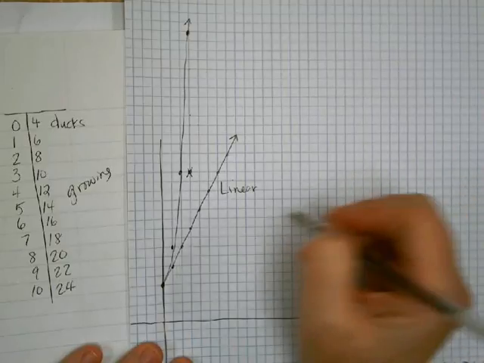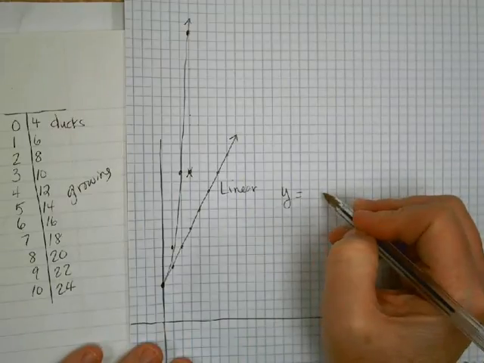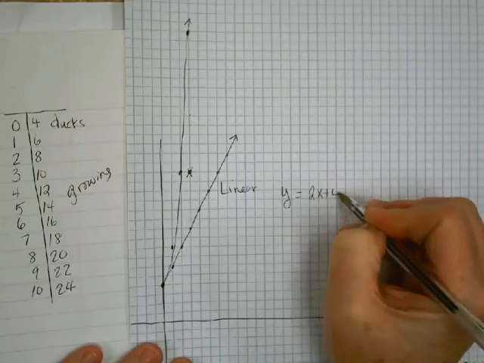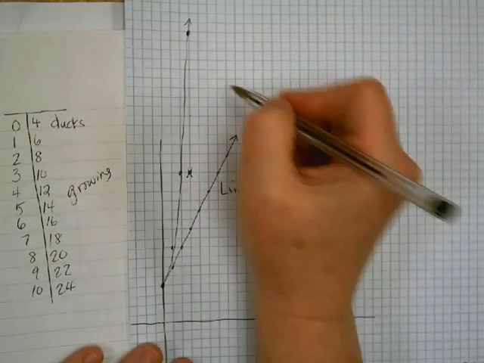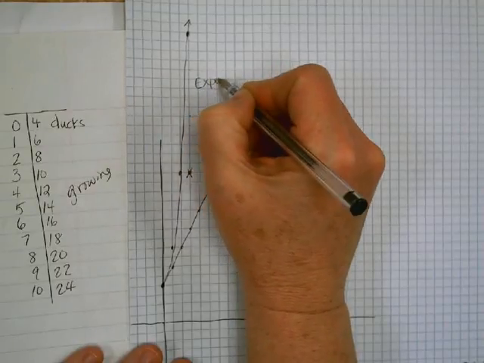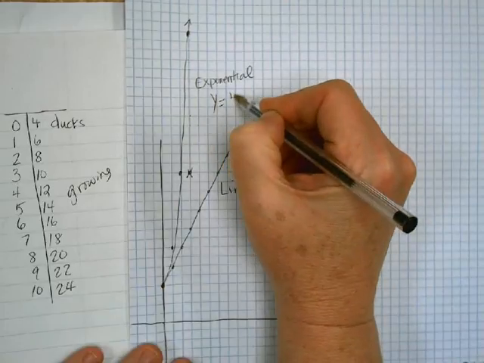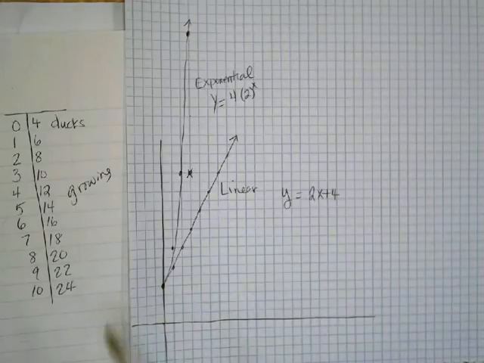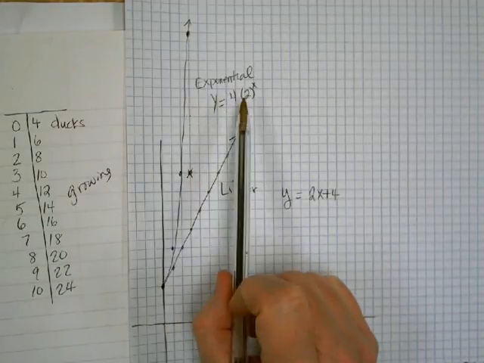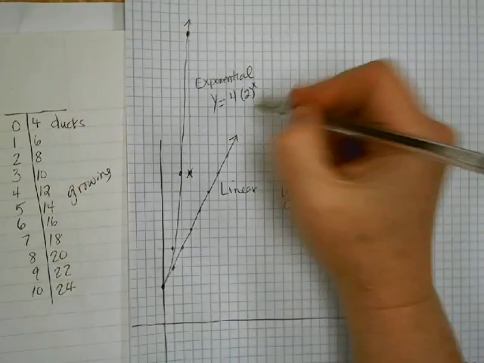Can anybody give me the equation of that straight line? Y equals 2x plus 4. Okay, this is not a straight line. Not at all. This is called exponential. And the equation for this is y equals 4 times 2 to the x power. Now tell me where I got the 4 for this one. In the story of the rabbits, what was 4? The starting point. So that's the starting amount.